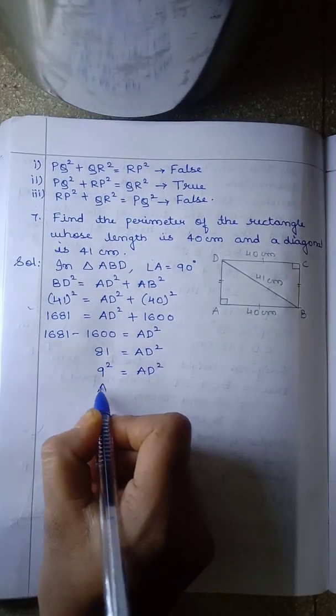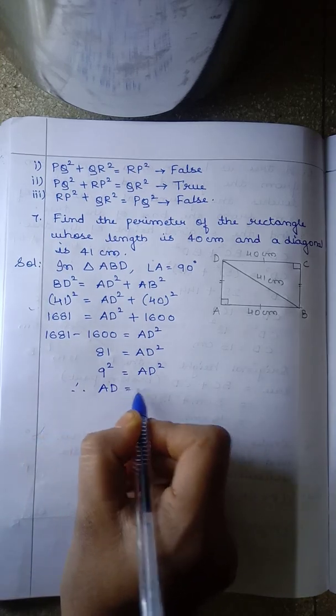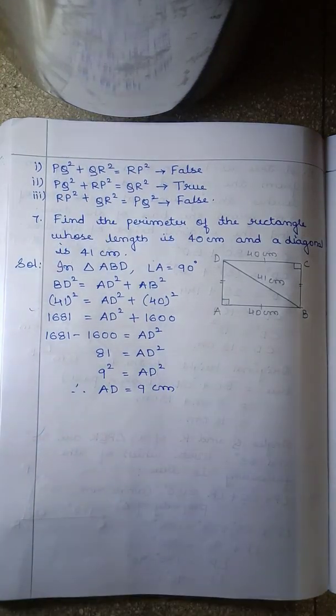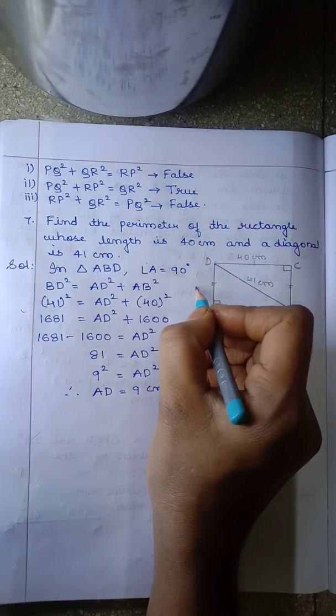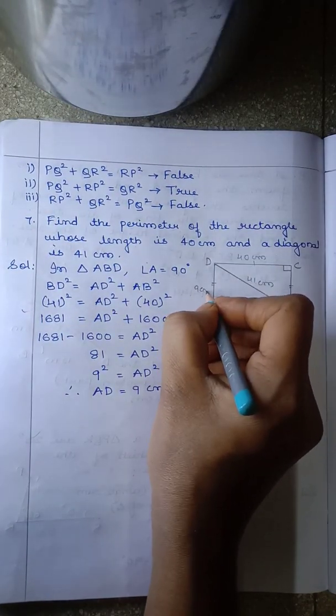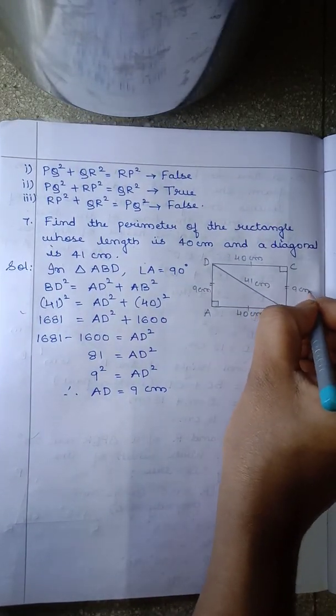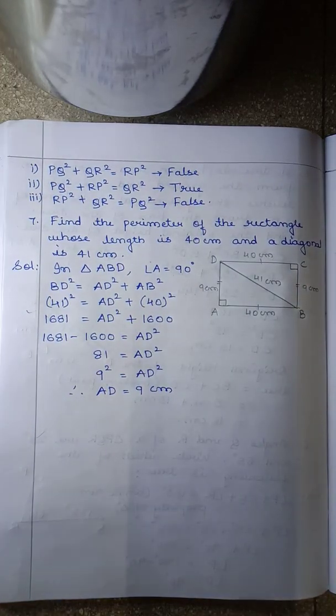So AD is equal to 9 centimeter. Now we got the measurement of the breadth of the rectangle, 9 centimeter. So this also will be 9 centimeter. Okay, we got length and breadth.